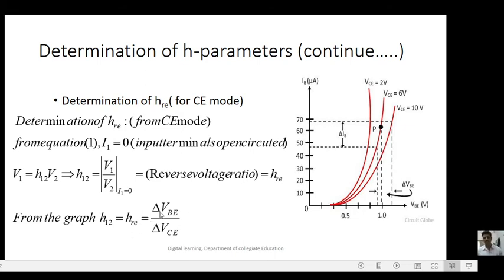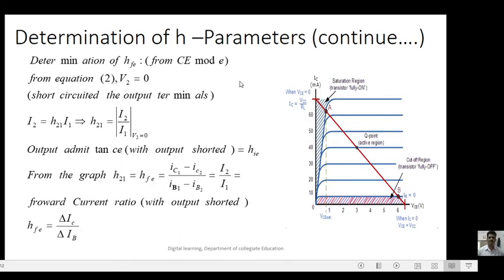So HRE is equal to the ratio of the change in voltages, delta VBE to delta VCE. We can choose any 2 voltages; the difference between them gives the delta VCE, and the difference between any two voltages gives the delta VBE. This is the ratio of the change in base to emitter voltage to the change in collector emitter voltage.